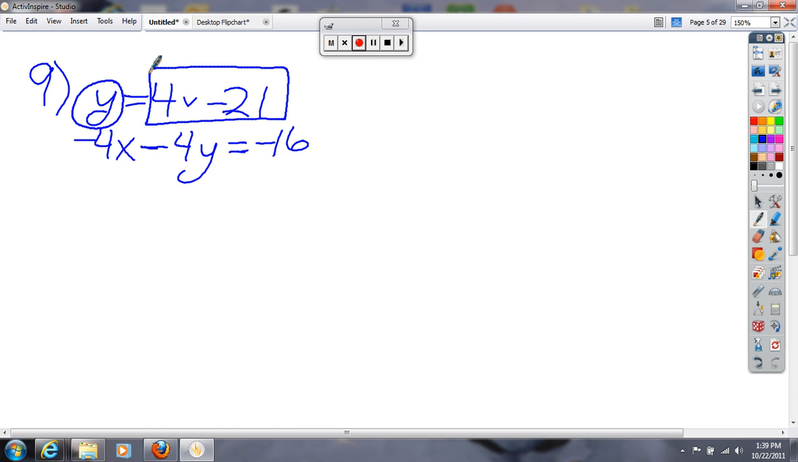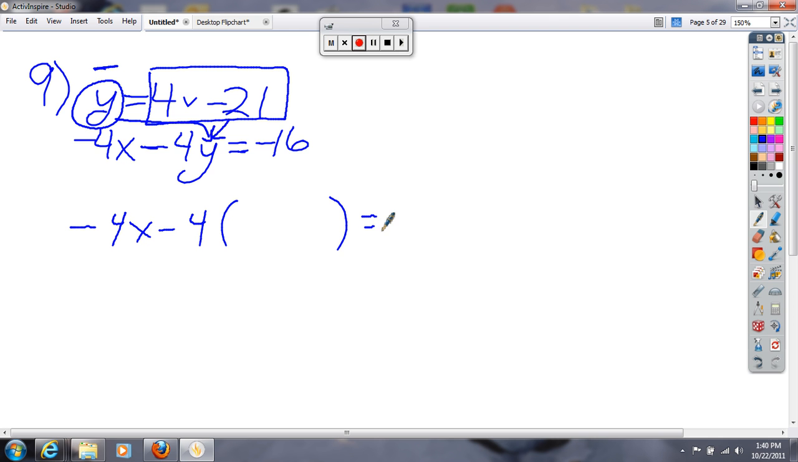And what we're going to do is, this y is the same as that y, but the 4v minus 21 is the same as y. So we're going to take the box, 4v minus 21, and put it in place of the second y in the second equation. I'm going to rewrite the second equation, negative 4x minus 4. Everything's the same. When I get to the y, that's the one that's by itself, right here. So I'm going to take that one out. I put a parenthesis there, and then I continue the problem.